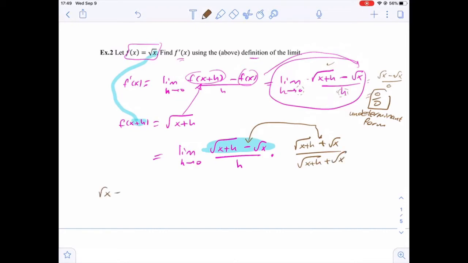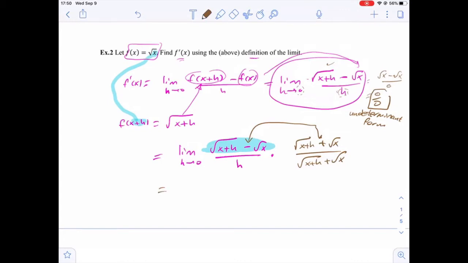If we have square root x minus 1, what is the conjugate of this? The conjugate is square root x plus 1. If we have 2 plus square root x, then the conjugate is 2 minus square root x. So all we do is put the same terms, but we change the sign between them. We change the sign as we see here. So that's the conjugate.